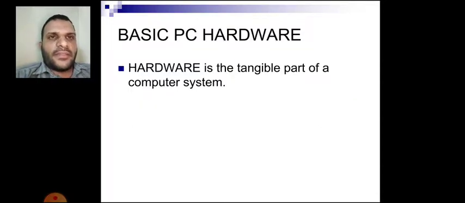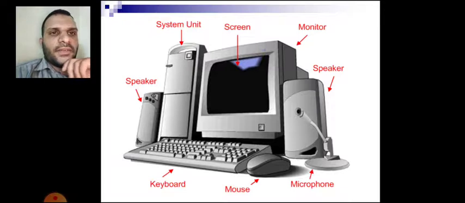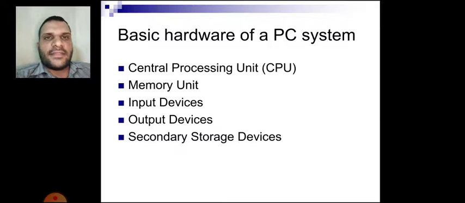Next, we are going to the basic PC hardware. Hardware is a tangible part of the computer system. There are different categories of hardware, such as the speaker, system unit, screen, monitor, keyboard, mouse, microphone, etc. These are the different touchable parts of the computer system. The basic hardware of a PC system is the central processing unit, memory unit, input unit, output unit, and secondary devices, etc.